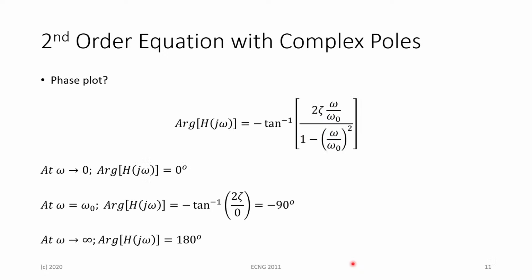For the phase plot, if we did the angle equations, we'd get this complex minus tan inverse of a lot of complex components involving the natural frequency and the zeta damping factor. But what we want to observe is what happens at extreme values of omega and at the natural frequency. When omega approaches 0, this entire angle equation will just be 0 degrees. At the natural frequency, the angle equation resolves to minus 90 degrees. And when omega approaches infinity, the angle equation approaches 180 degrees.